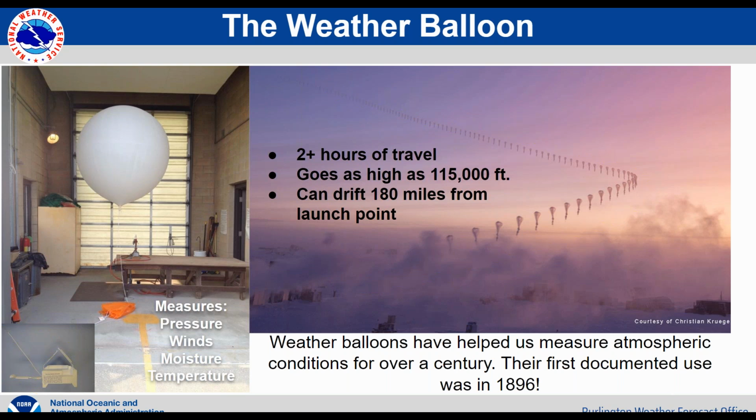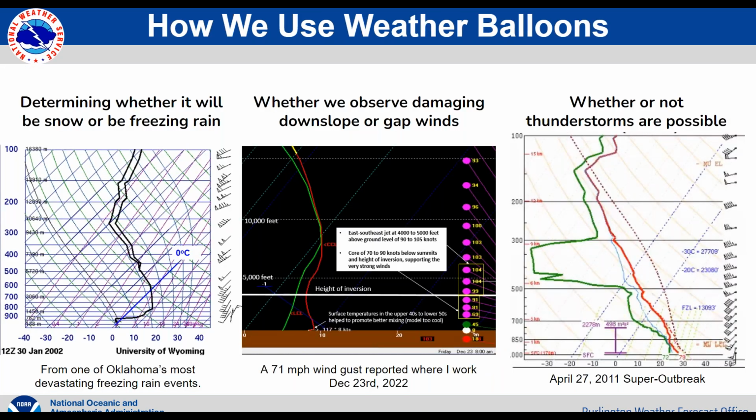But we only send these up twice a day, and they fall under the difficulties of being, again, released at one point, and they're at the mercy of the wind. So sometimes they might not totally be representative of our area if they go a little too far afield. But they're extremely useful for us forecasting freezing rain versus snow. We can look at warm noses based on the data that we get from them.